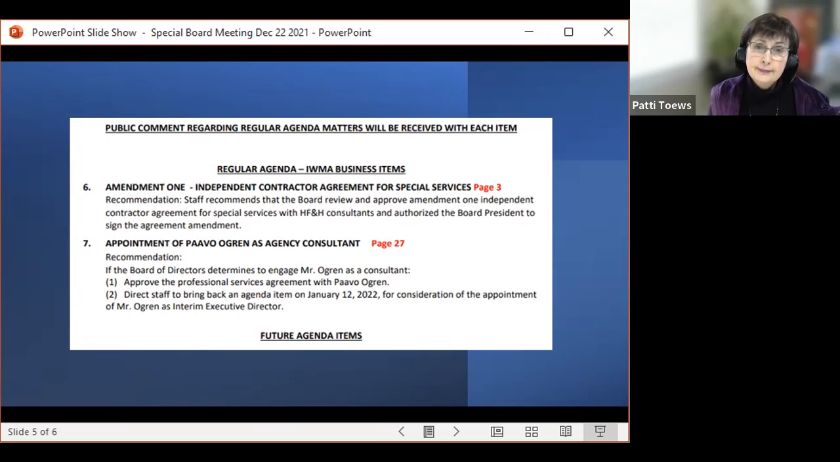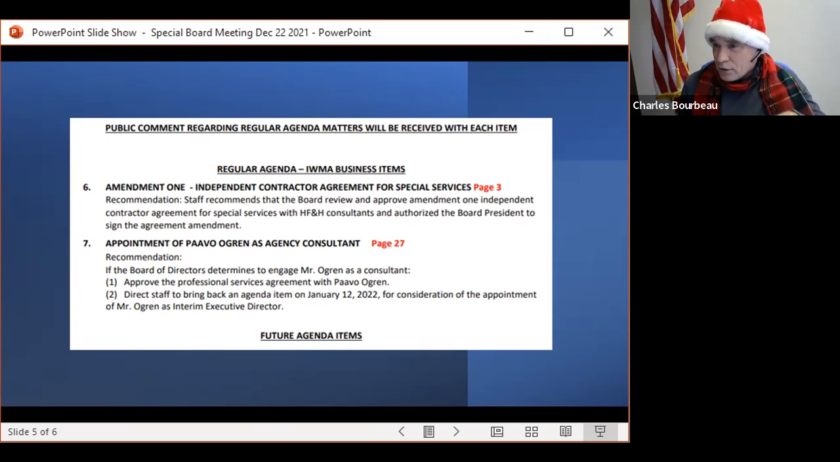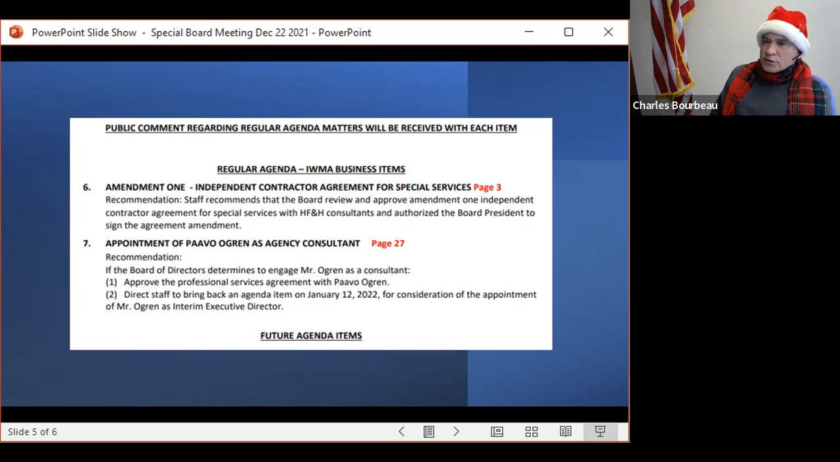Okay, just make sure all the board understands it in case they were searching through the contract language looking for that change. So this is really essentially an extension of the contract beyond December 31st. So with that, are there any questions from board members for staff or any comments? And then we'll see if there's public comment.